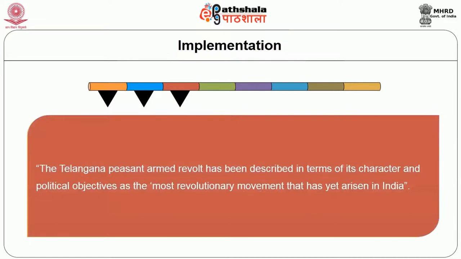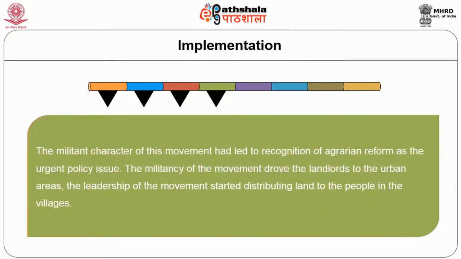The Telangana peasant armed revolt has been described, in terms of its character and political objectives, as the most revolutionary movement that has yet risen in India. The militant character of this movement has led to a recognition of agrarian reform as an urgent policy issue. The militancy of the movement drove the landlords to the urban areas, and the leadership of the movement started distributing land to the people in the villages.